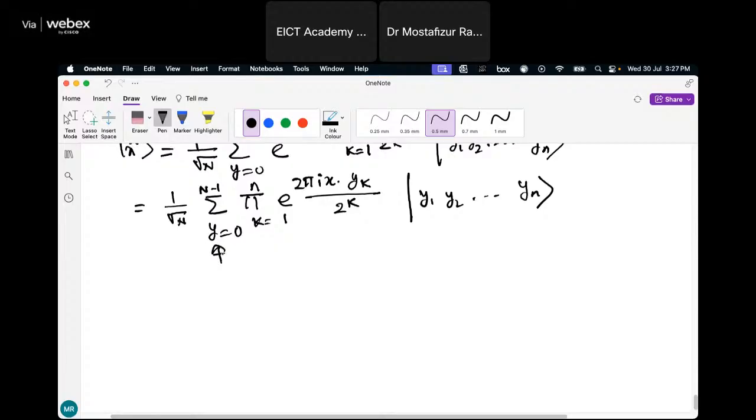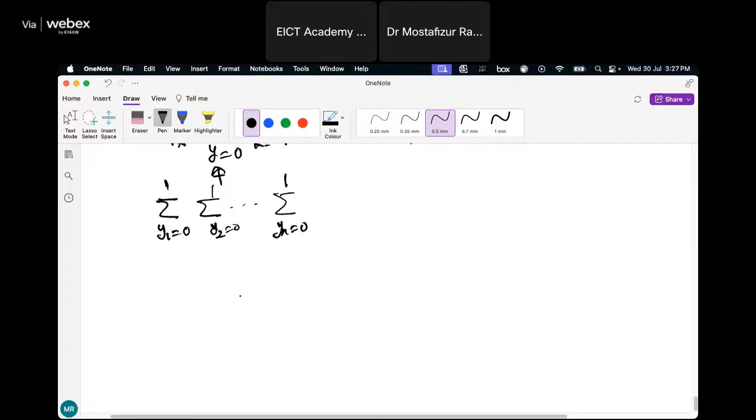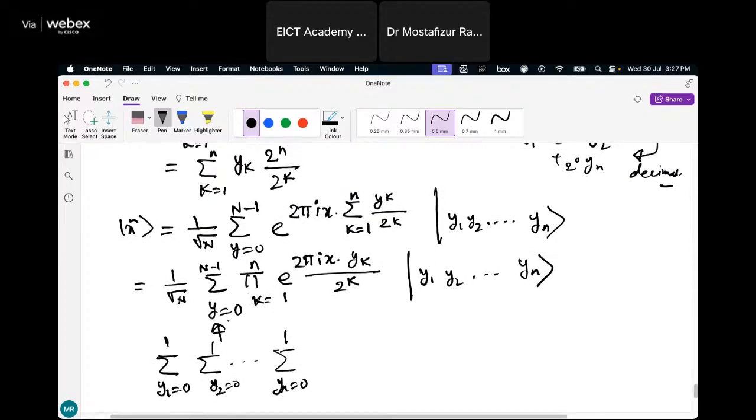Let us break this part as y1 equals 0 to 1. The second component of this y is y2 equals 0 to 1, and so on up to yn equals 0 to 1. This summation we can break in this way. Okay, then what is happening if you do these things? |x tilde> will be 1 upon square root n, and this notation we already know from the previous QT series. This is basically the tensor product, right? Sum of product is tensor product.